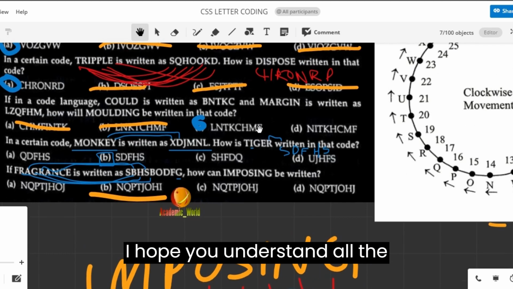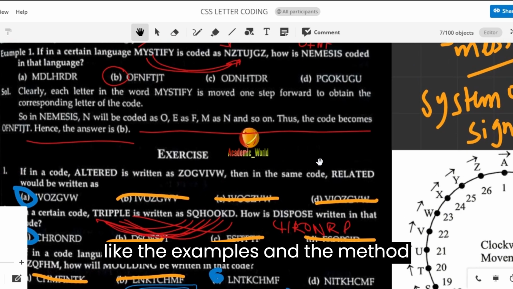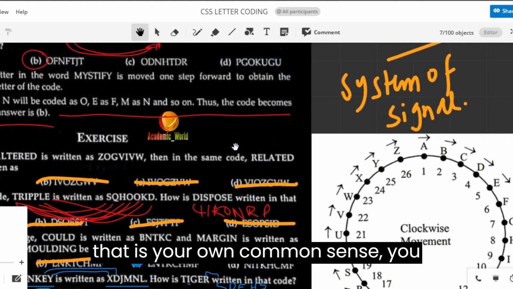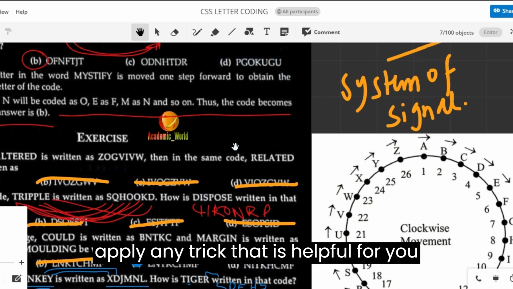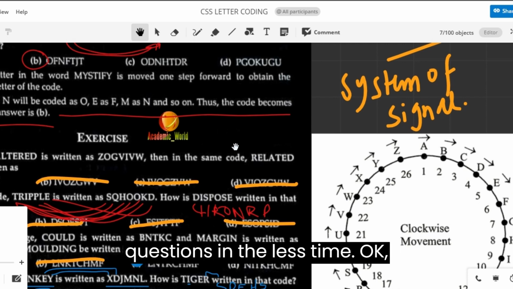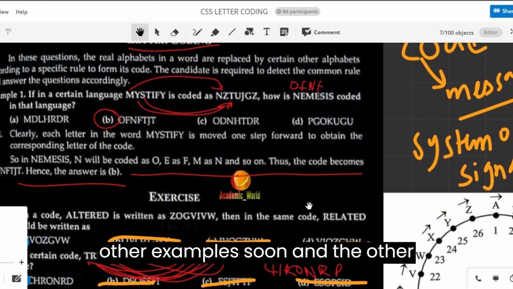I hope you understand all the examples and the method of how to solve them. If it is your own common sense, you have your own choice whether you can apply any trick that is helpful for you to solve such questions in less time. Okay, in the next video we will discuss other examples.